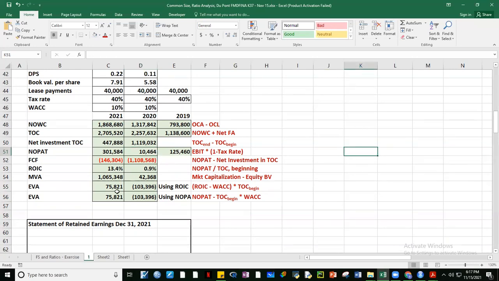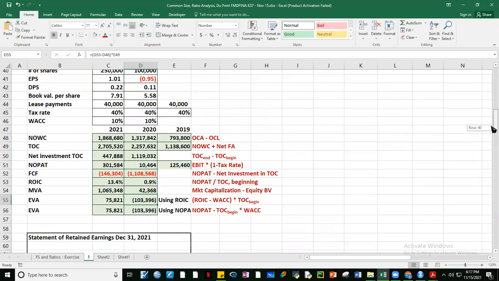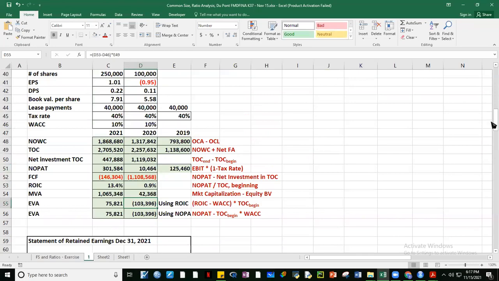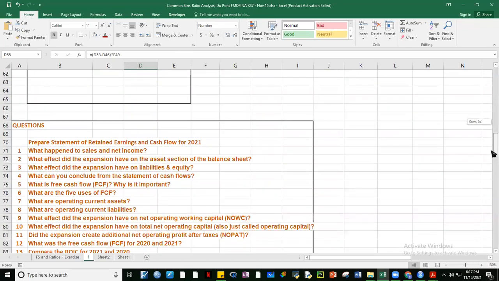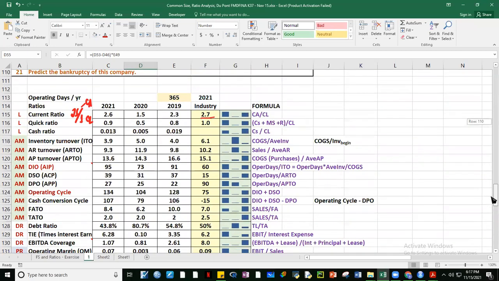Okay? So ROIC is related to EVA. We said this one has a positive EVA, so value was created, while this one has an ROIC of only 0.9%, less than 10%. So we were able to show that value was destroyed. So be sure to know how to compute these measures because they're included in our quiz on Wednesday.